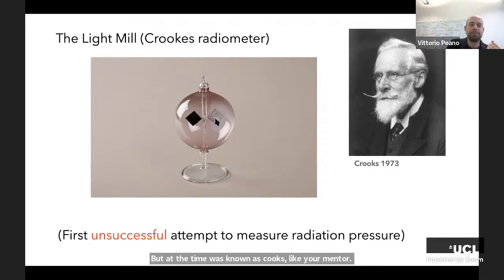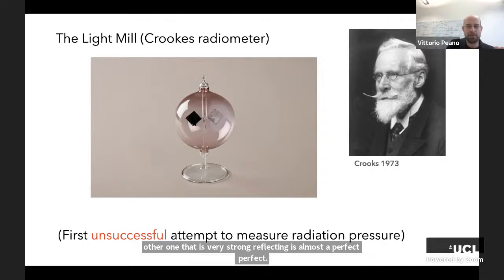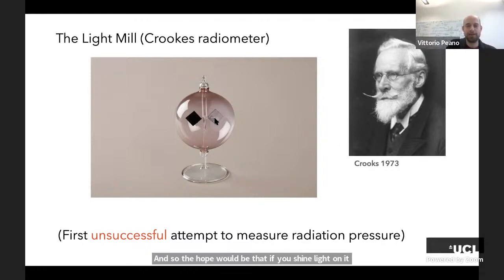The hope was, so you see, it's like a mill that has some vanes that have two surfaces. One is like a mirror, very strongly reflecting, almost a perfect reflector. And the other, like you see, is dark, a perfect absorber. So the hope would be that if you shine light on it, since the reflecting part reflects twice, the momentum transferred is twice as much, so it would start to rotate. And indeed, when they performed the experiment, this worked, it started to rotate, and Crookes claimed that this was a measure of the radiation pressure.